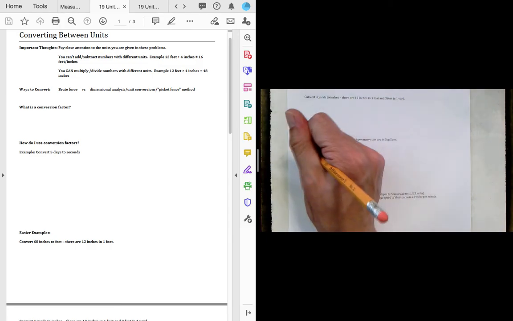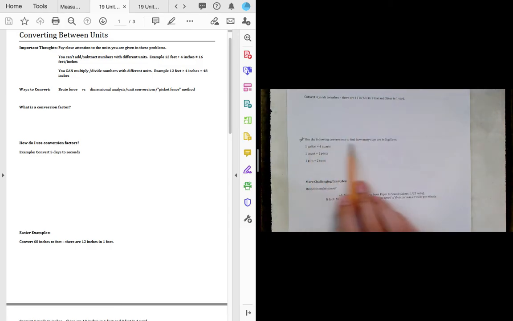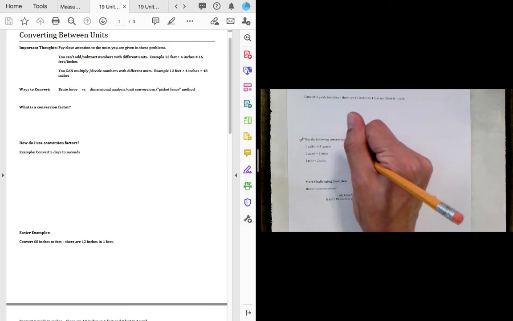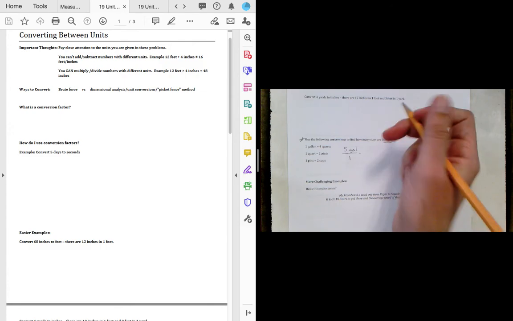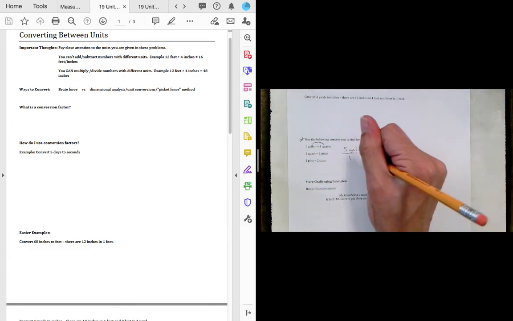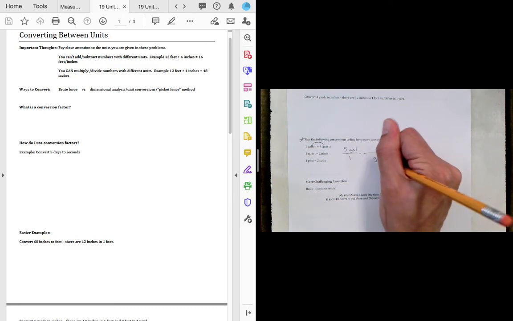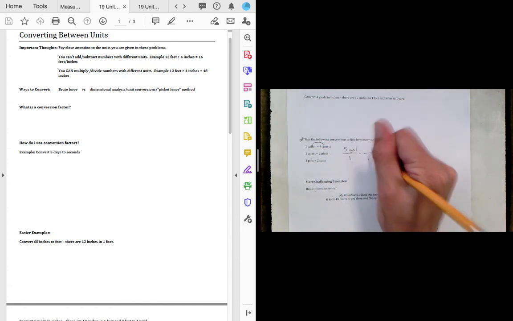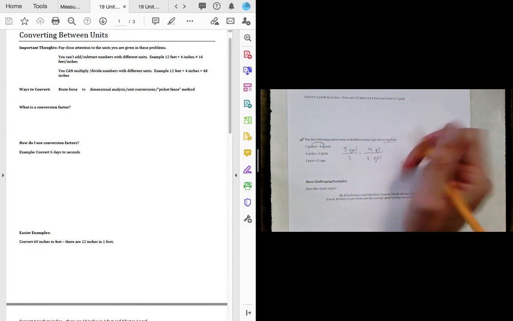Let's do this one here. Use the following conversions to find out how many cups are in 5 gallons. So, our starting value is 5 gallons, which we can always write as a fraction over 1. And now we multiply. We're going to go from gallons to quarts, gallons on the bottom, quarts on the top. It tells us the conversion here that 1 gallon is 4 quarts.